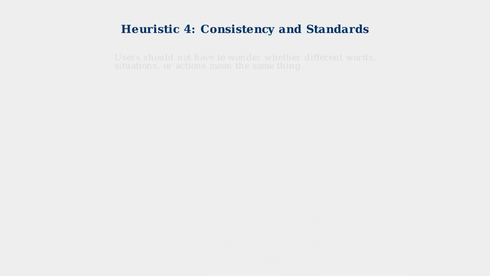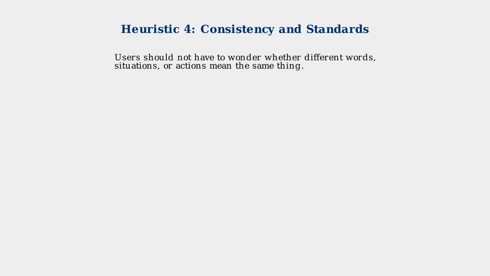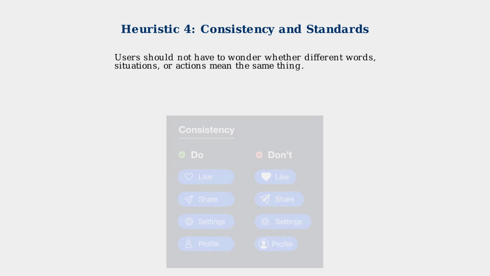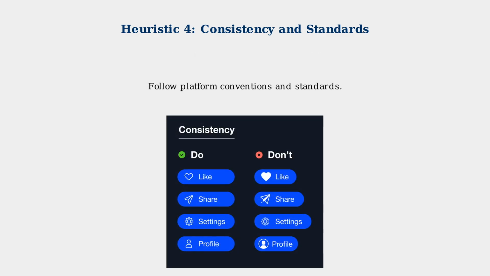Heuristic 4, consistency and standards, ensures that users don't have to wonder whether different words, situations, or actions mean the same thing. By following platform conventions, interfaces become intuitive and predictable. For example, consistent use of icons and labels prevents confusion. Here, the do side uses outlined icons consistently, while the don't side mixes filled icons, which can confuse users.